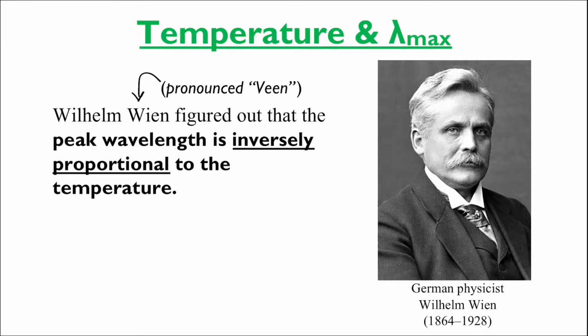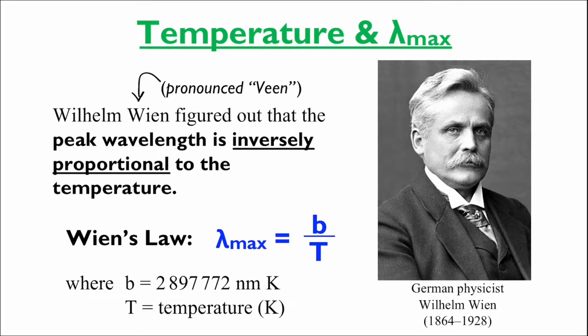This concept yielded Wien's law, which states that lambda max, or the peak wavelength of the blackbody, is equal to b over T, where b is Wien's displacement constant having a value of 2,897,772 nanometers times kelvins, and T is the temperature.